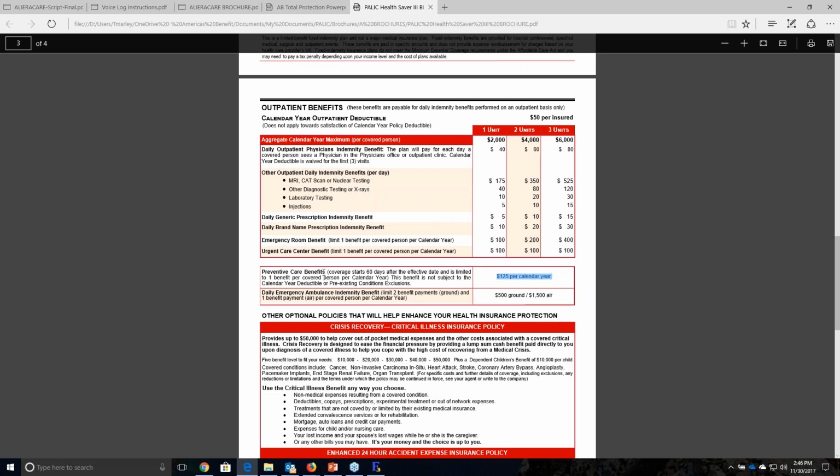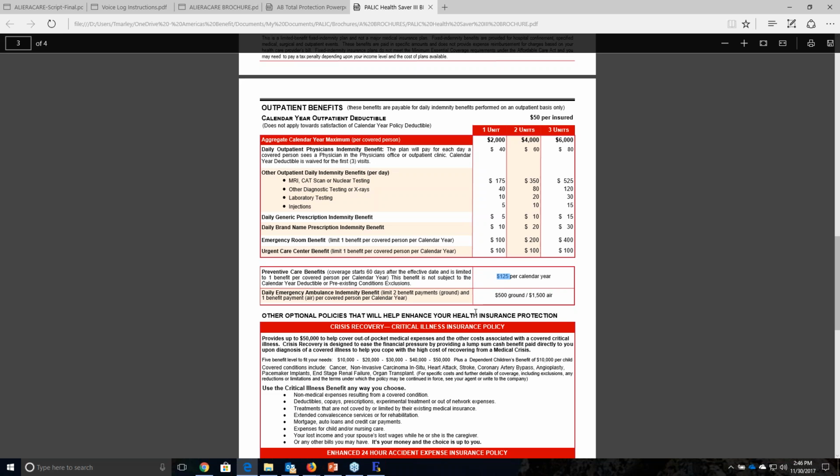But you get one, right? So that's where being able to shop this stuff out becomes important. Now, a colonoscopy screening typically runs around $1,300 or $1,400. So we're going to pay $125.